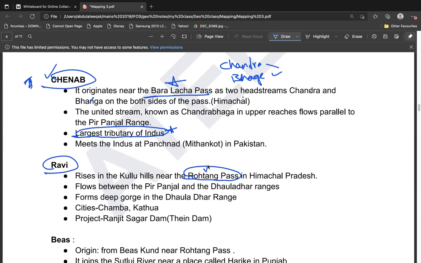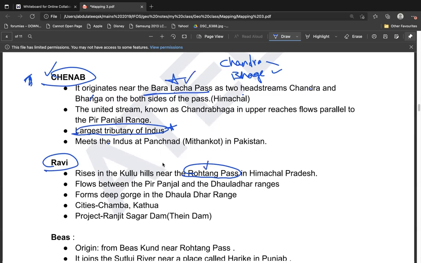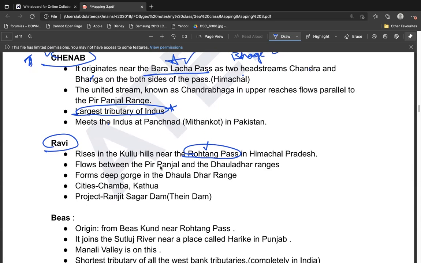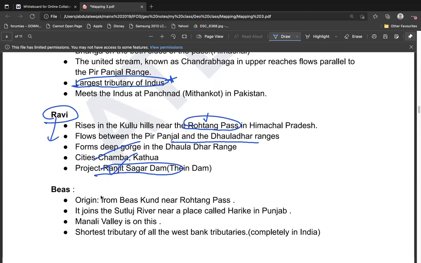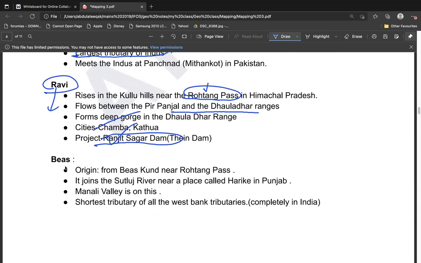Do not get confused. This is the Rohtang Pass and this is the Baralacha Pass. And this is not that important, it flows between the Pir Panjal and the Dhauladhar ranges. Both of them are lesser Himalayas. Just ignore these things. And this is again an important point. Ranjit Sagar Dam. The important dam on the Ravi River is the Ranjit Sagar Dam that you need to know. Then Bias River.